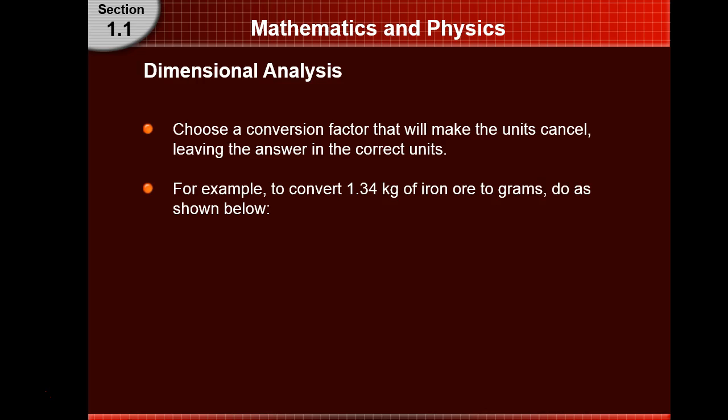For example, to convert 1.34 kilograms of iron ore to grams, you do as shown below. If you remember last year, I had lines instead of the parentheses as just a simplified version. And you see I put kilograms on the bottom because this is understood to be over 1, so that's top, that's bottom, and they cancel each other out.